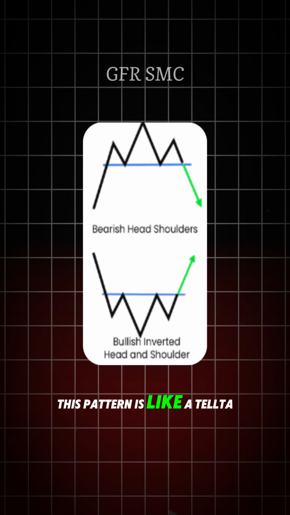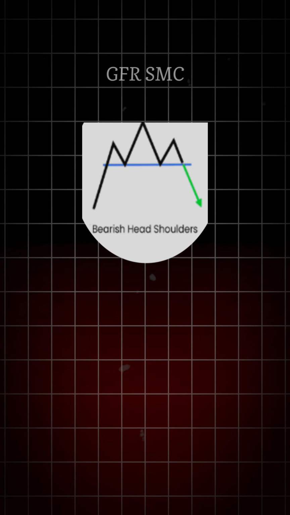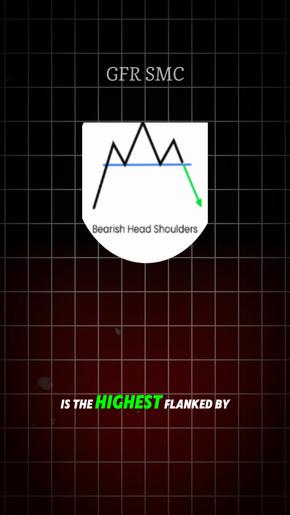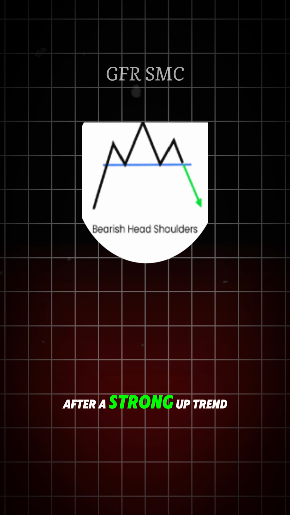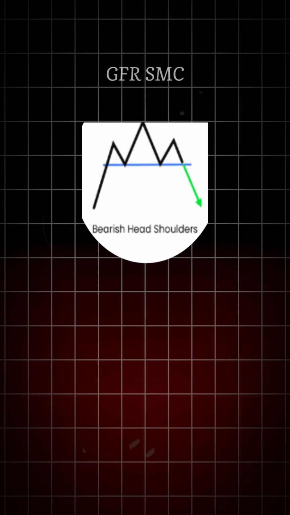This pattern is like a telltale sign that a trend might be reversing. Imagine it as a mountain range with 3 peaks. The middle one, the head, is the highest, flanked by 2 lower peaks, the shoulders. When you spot this pattern after a strong uptrend, it's a signal that the trend might be turning bearish.